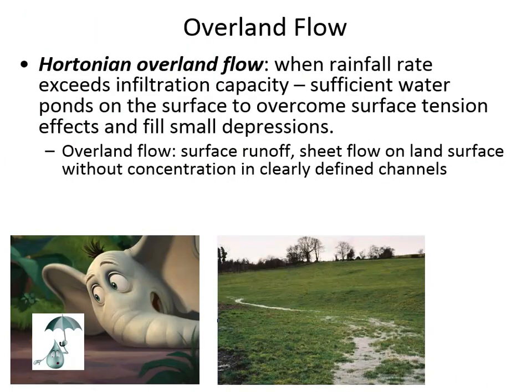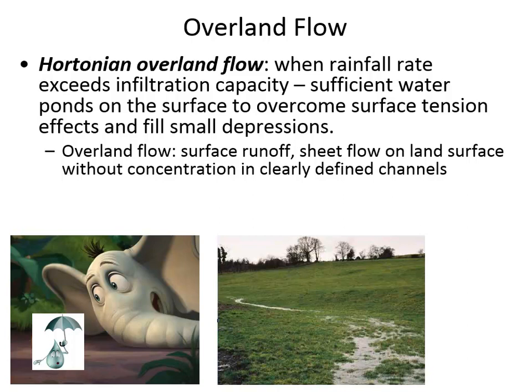And overland flow occurs when the rainfall rate is greater than the infiltration rate for the soil. So when water is falling onto the surface faster than the soil can allow it to percolate down into the soil grains, then it starts to flow over the surface. And sometimes it's called sheet flow. It can be called surface runoff.